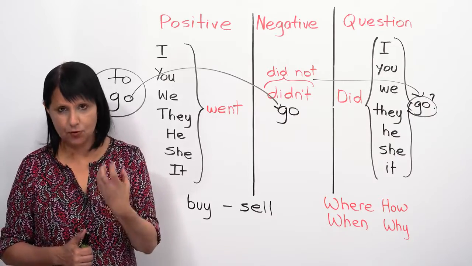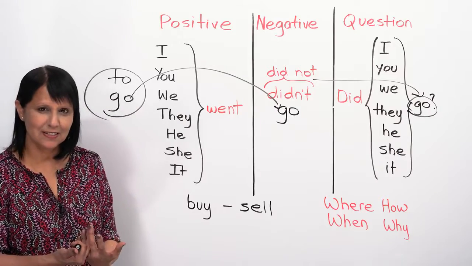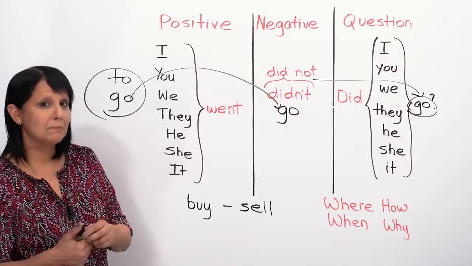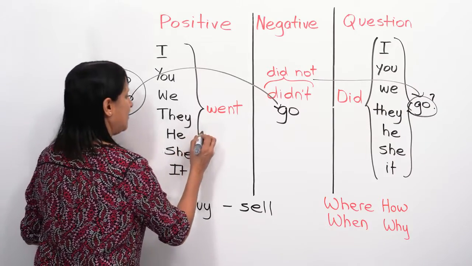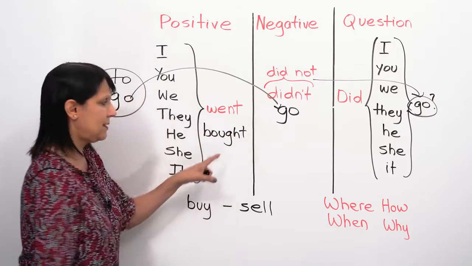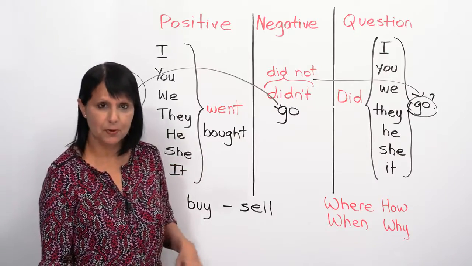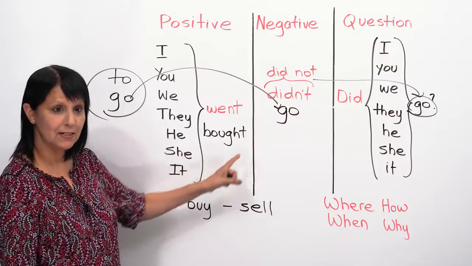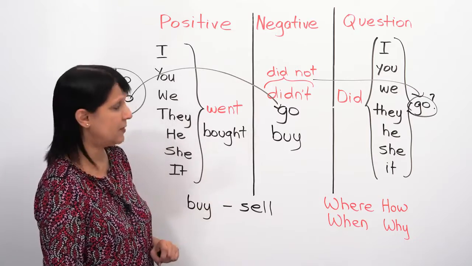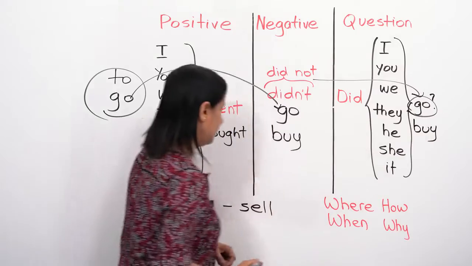So buy is the base form of the verb. What does it become in the past? Have you heard it? Every day I buy a newspaper. Yesterday I bought. Okay? So that word, for example, is spelled like this. Bought. I bought a newspaper. Yesterday I didn't buy, right? We're coming back to the base form of the verb. And did you buy? Good.